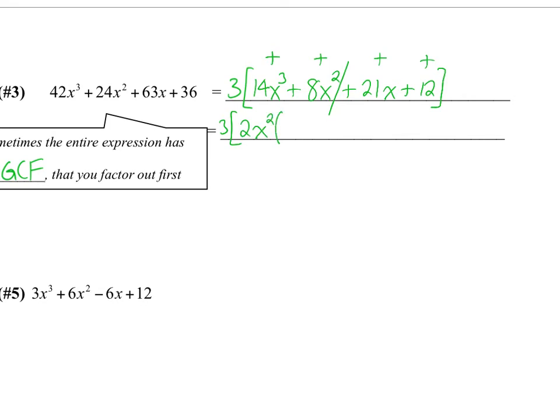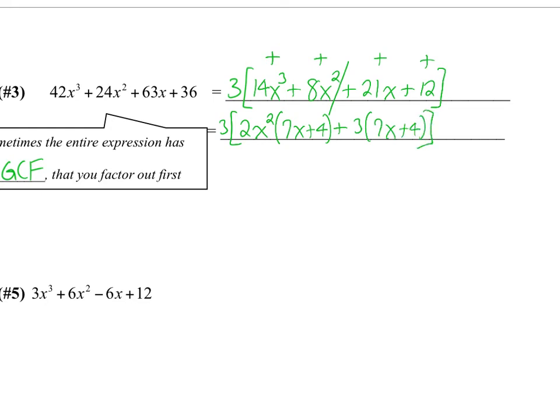And what's left when we pull out 2x squared? Well, we're going to have 7x plus 4. All right, what's the GCF for the second two terms? The signs are positive, so we're going to pull out a positive. Should be a 3, and then 7x plus 4 should be what we get when we pull it out of there, which means we're doing it right.